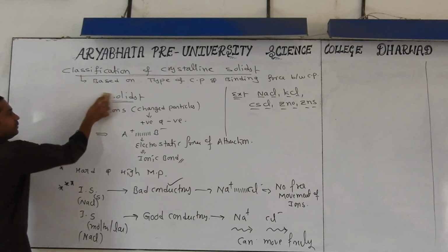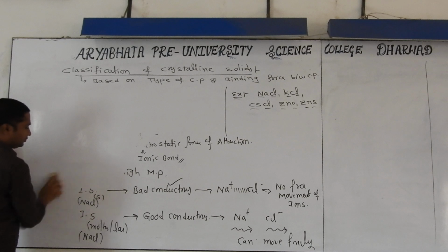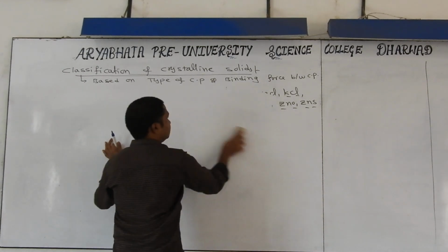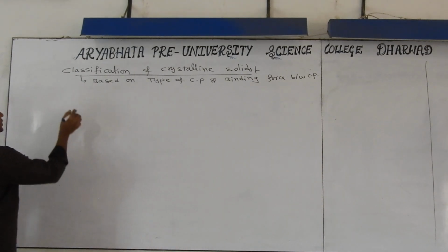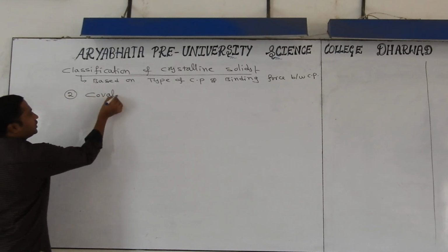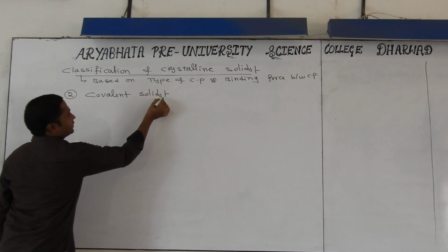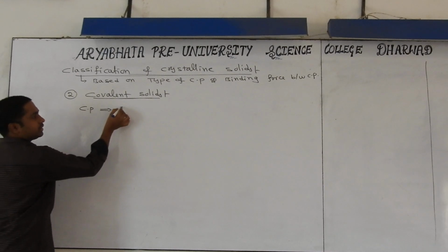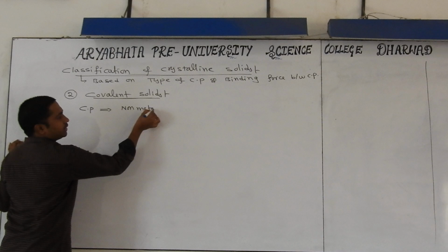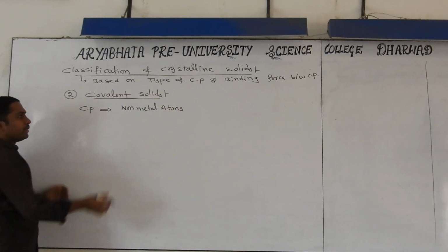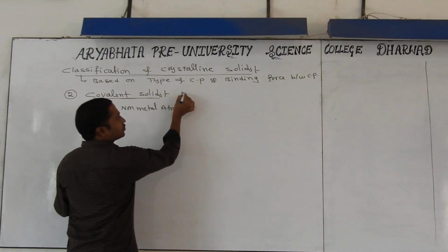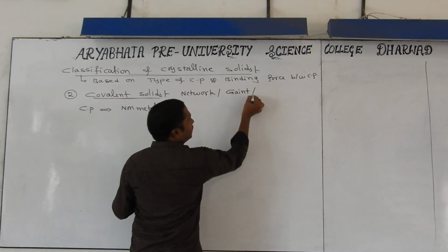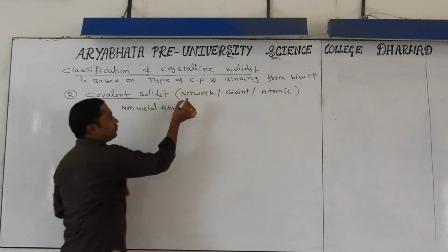Now we are going to the second type of crystalline solids. The second type of crystalline solids is nothing but covalent solids. Yes, what are the constituent particles, what is the binding force, everything we will discuss. In case of covalent solids, the constituent particles are non-metal atoms. Covalent solids are also called network solids. Some other names are also there: network solids, also called giant molecules or giant solids, or also called atomic solids. Different names for these covalent solids.